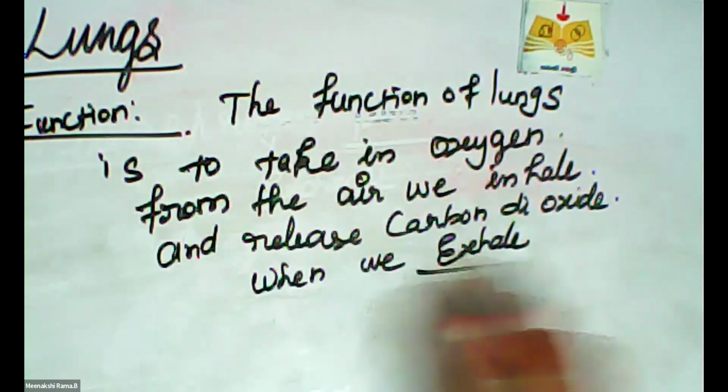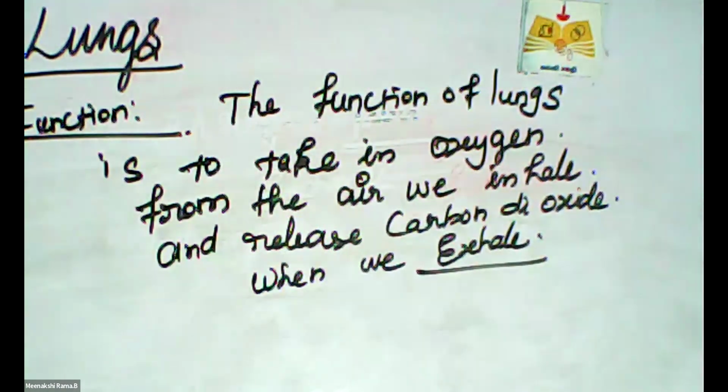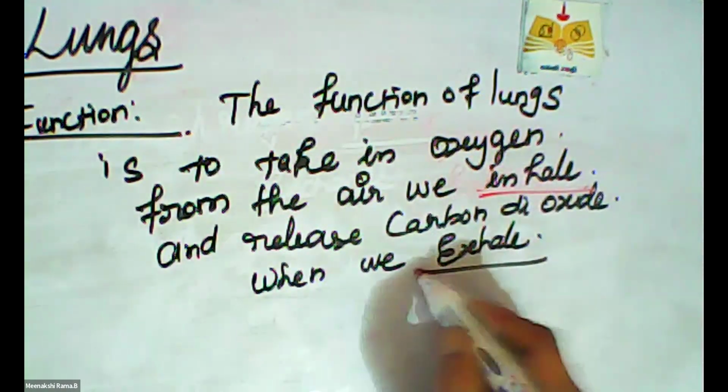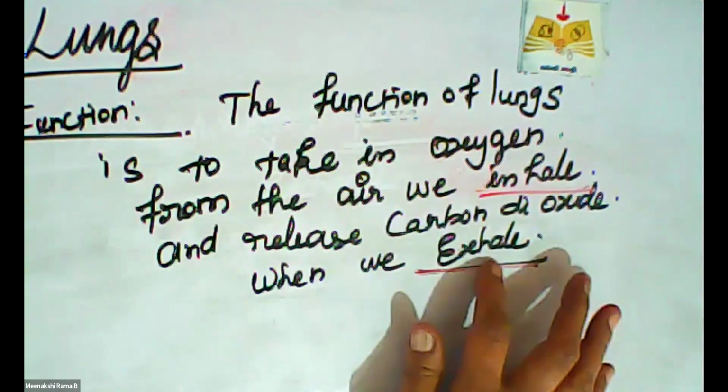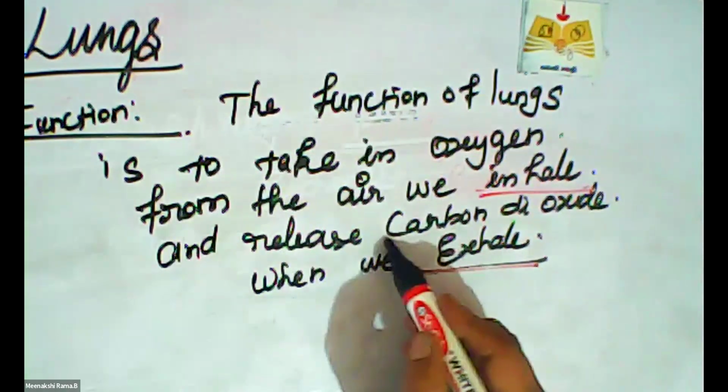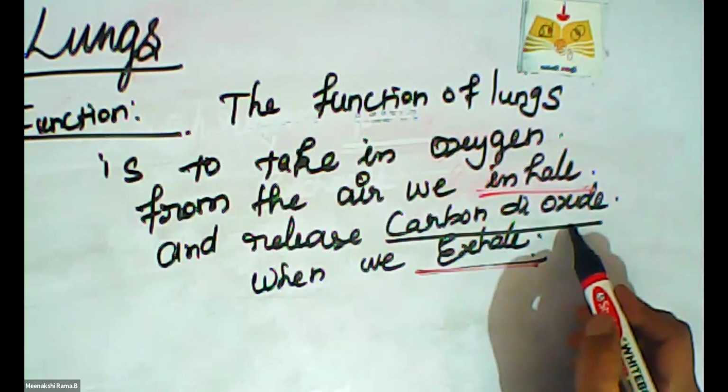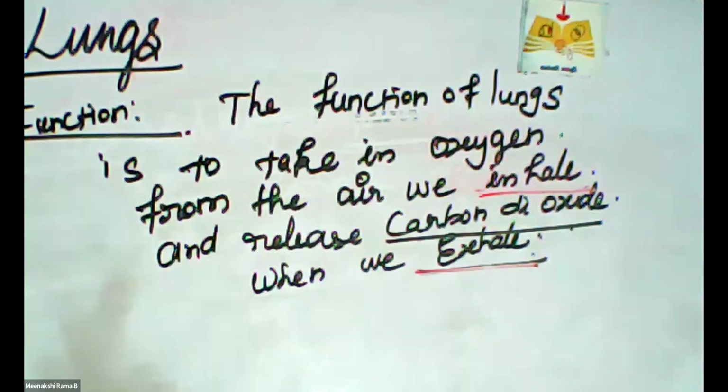So these two functions are done in the lungs. One is inhale, another one is exhale. We inhale oxygen and exhale carbon dioxide. Exhaled air contains carbon dioxide. Inhaled air contains different kinds of gases, but the lungs separate out the oxygen only. Our body needs oxygen, which is important to survive on earth.